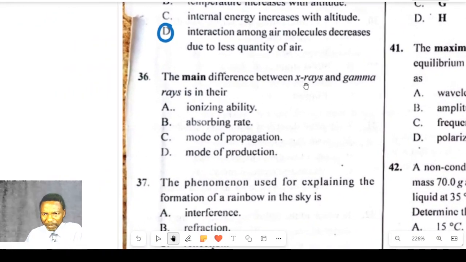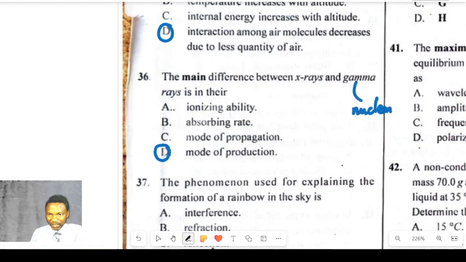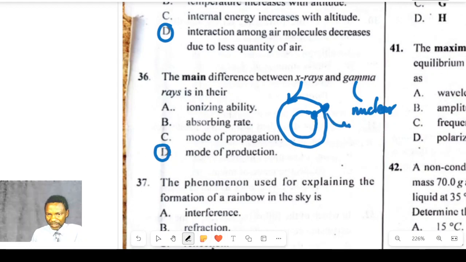Okay, the main difference between X-ray and gamma ray is in their mode of production. Gamma rays come from nuclear reactions. X-rays come from the movement of an electron from one energy shell to another. So if an electron moves from here to this point, the energy given out is released as X-ray.